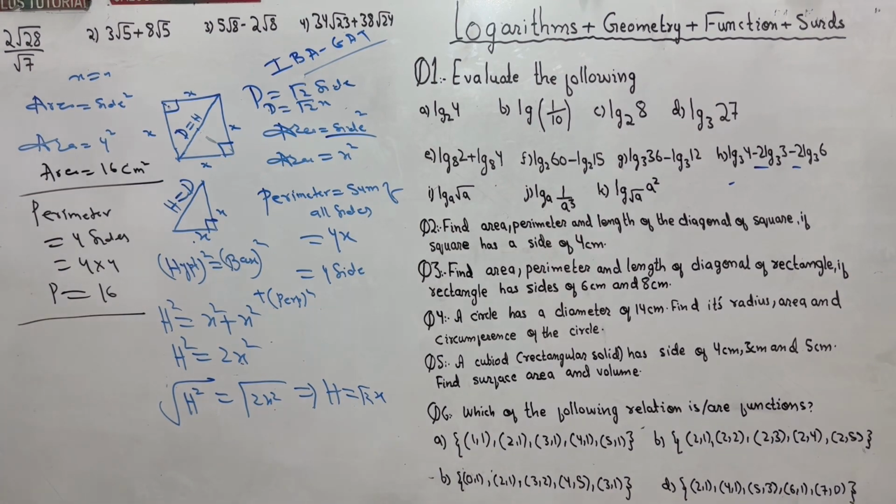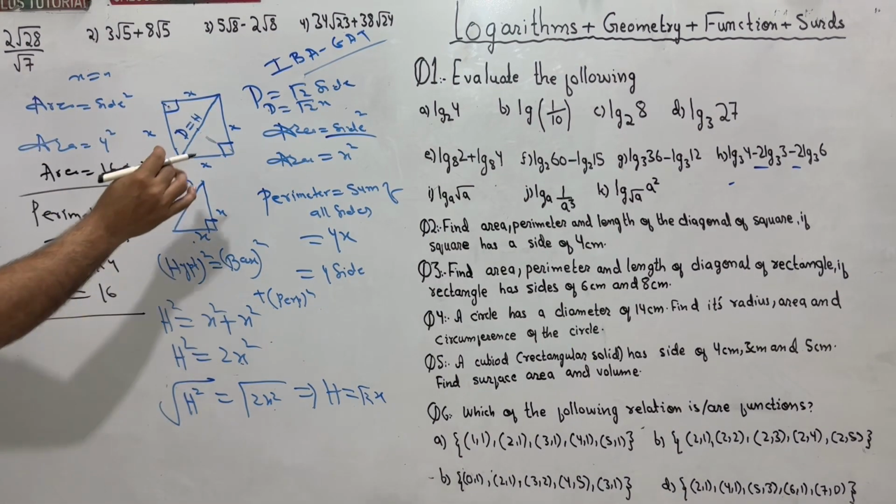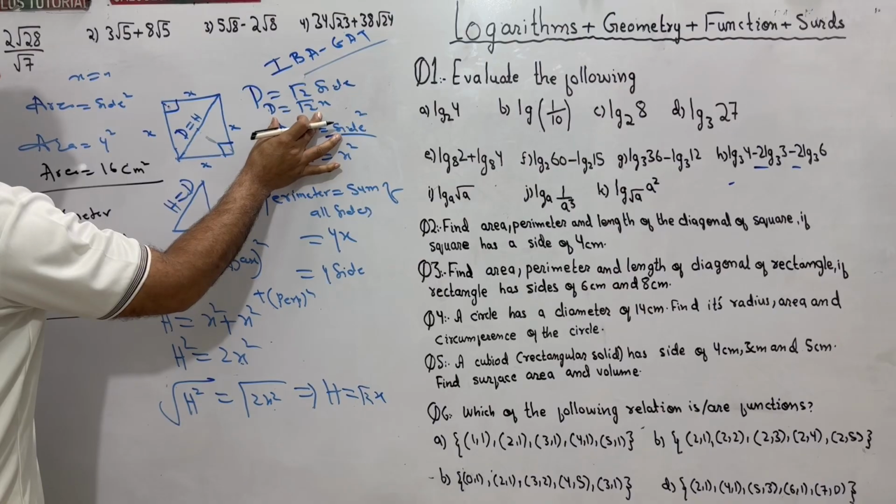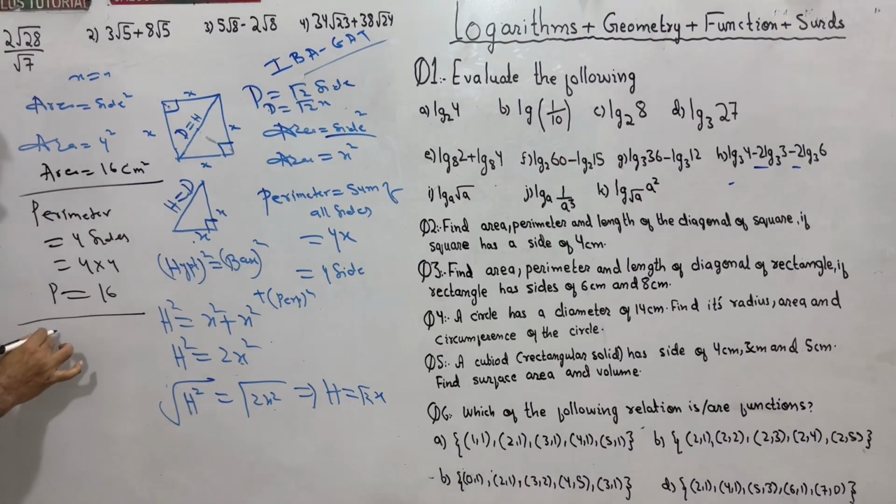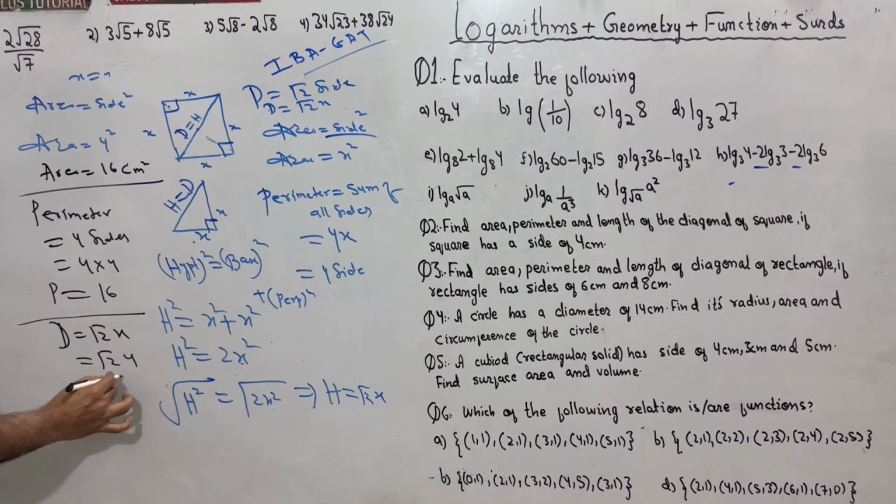Next, we are asked to find the length of the diagonal. The length of the diagonal is given by root 2 times x. So diagonal is equal to root 2 x. The length of the side is 4, so 4 times root 2 is the length of the diagonal in that case.